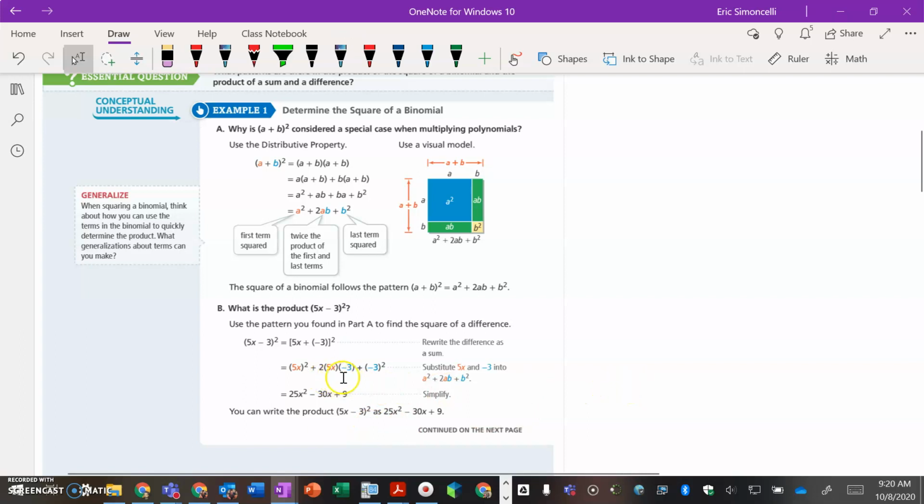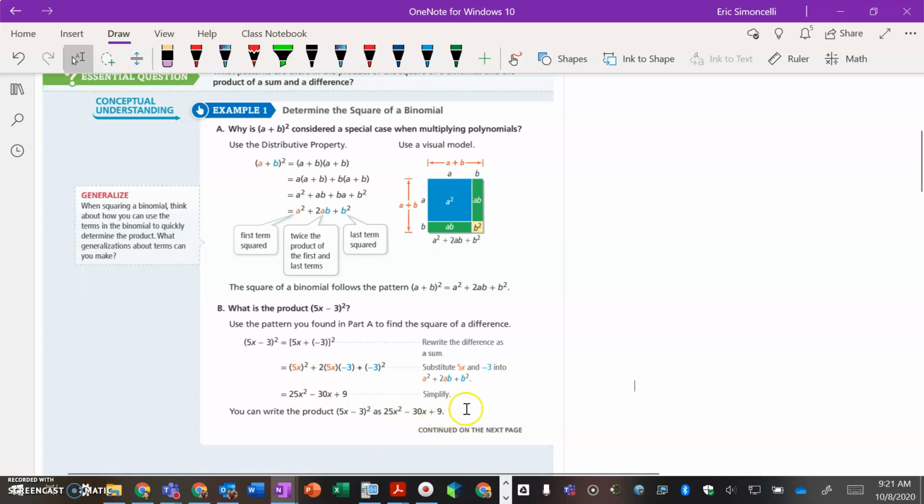This ends up being negative 15x times 2, so negative 30x. This, of course, ends up being 9. So your final answer, the product of 5x minus 3 quantity squared, or 5x minus 3 times 5x minus 3, which would be a better way to assess that, ends up being 25x squared minus 30x plus 9.